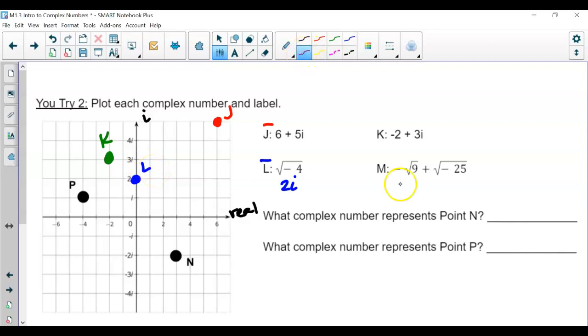Point M, you should have simplified. This is negative 3 because you're taking the square root of positive 9, so it's not imaginary, but plus the square root of negative 25, which is imaginary, 5i. So negative 3, then above 5 units. So that is point M. So point N. Well, here you're at the real part of 3, but then you go down to negative 2, so 3 minus 2i. Point P, we're over here now on the left above negative 4. So negative 4, and because we go above 1 unit above it, so plus 1i or plus i.